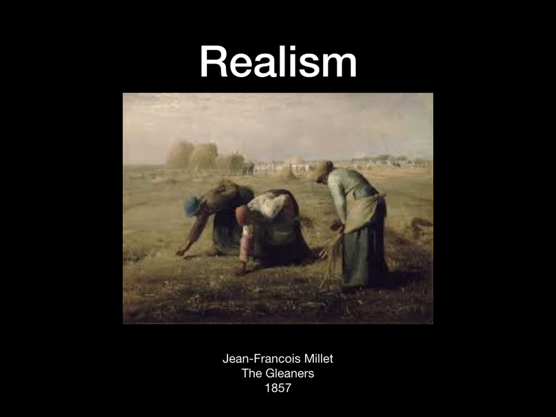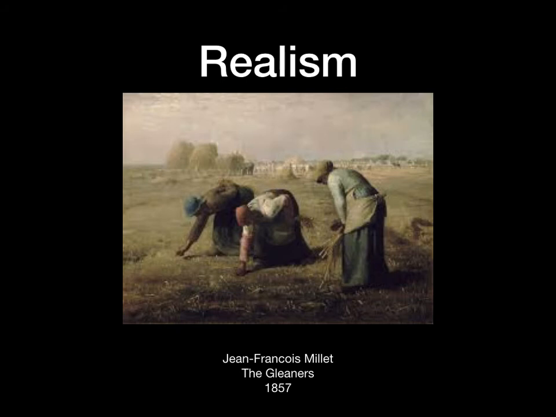Now, realism denounced both neoclassicism and romanticism, particularly in France after the Revolution in 1848. This inspired artists to turn to the poor, everyday individual for inspiration. Millet famously paints three women bent over gathering leftover grain after a harvest in the painting The Gleaners.